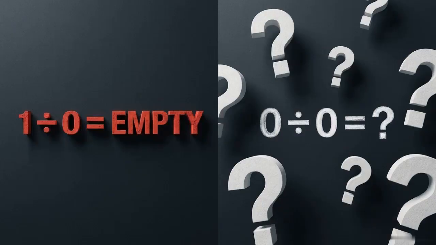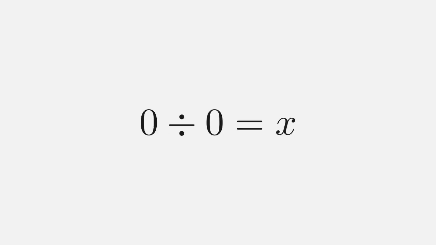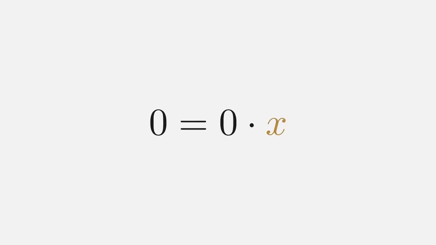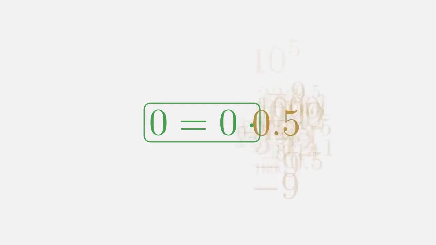While dividing a non-zero number by 0 yields no valid answers, dividing 0 by 0 creates a different mathematical anomaly. Reversing the logic for 0 divided by 0 requires a number that equals 0 when multiplied by 0. In this case, every number in existence satisfies the requirement. The equation 0 equals 0 times x remains true no matter what value we assign to x.